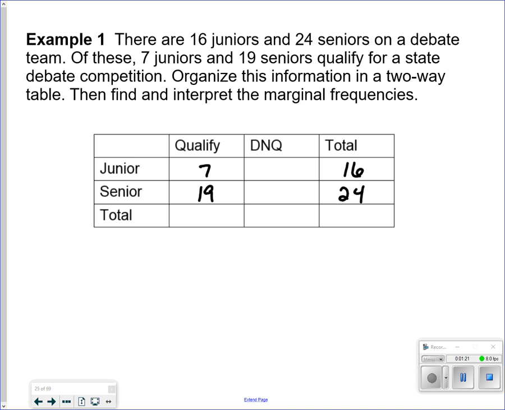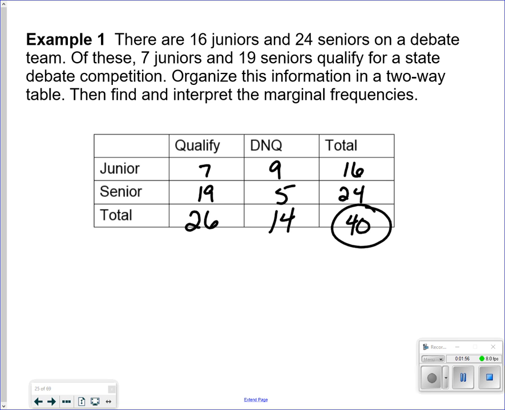So how many juniors did not qualify? Well, that means if there's 16 total juniors and 7 qualified, 9 did not. And if 19 seniors qualified of the 24 on the debate team, 5 didn't qualify. So when I start totaling this up, how many qualified? 26. How many did not qualify? 14. And then you start adding up the grand total number of people on the debate team, which is 40 total people.